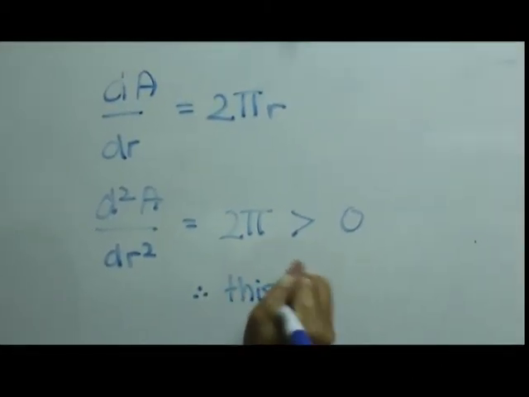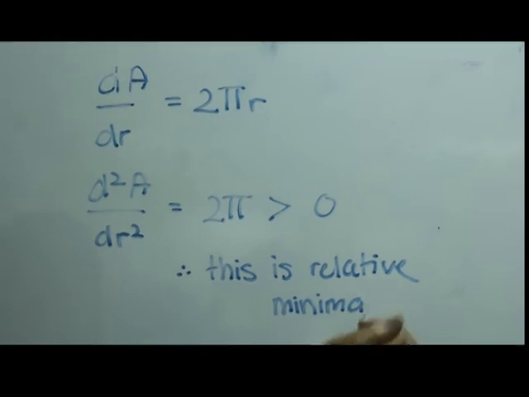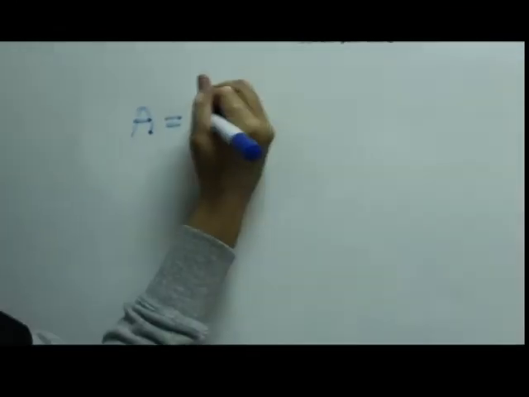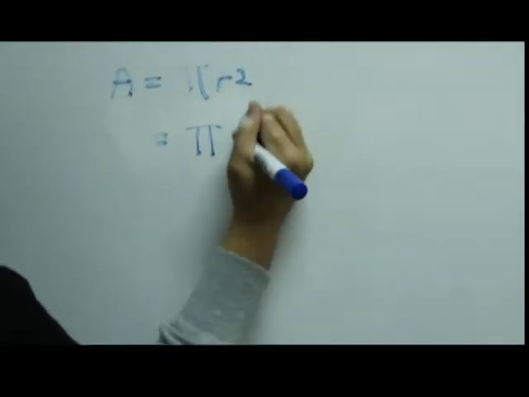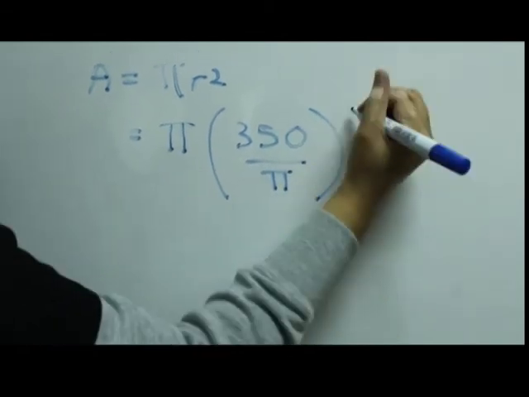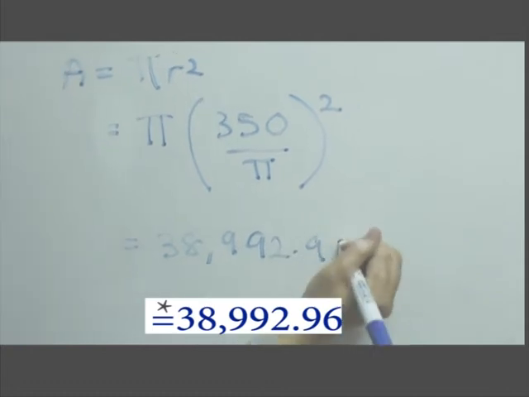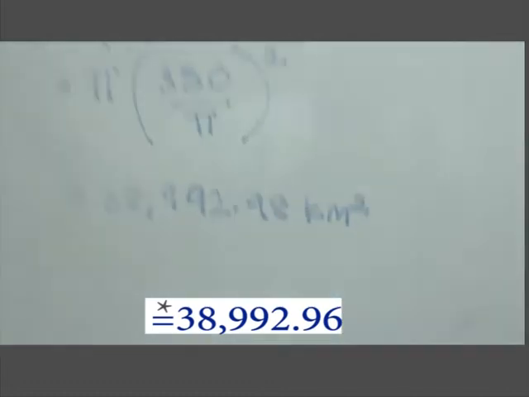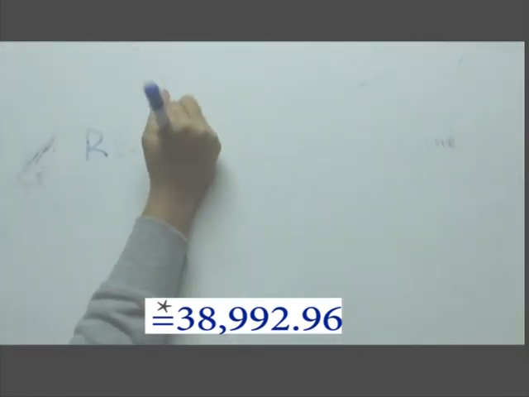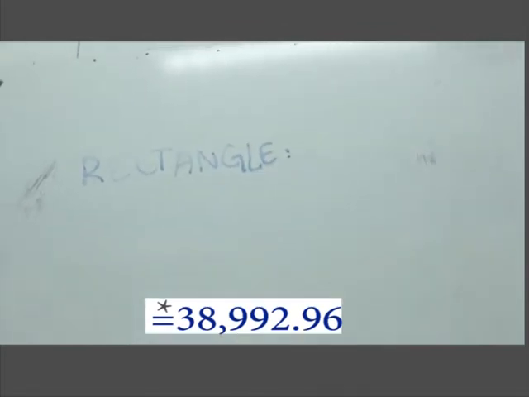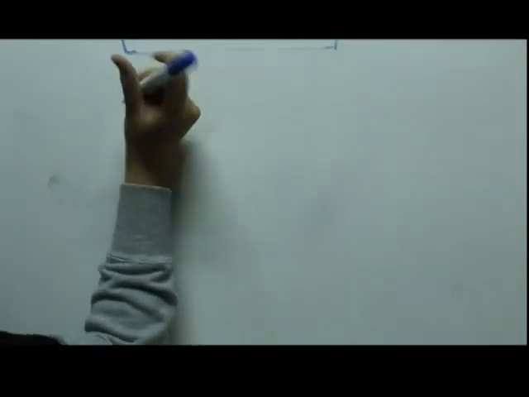After the first derivative, we find that dA over dr is 2 pi r, and after the second derivative, we find that it is 2 pi, which is greater than 0. Therefore, this is relative minima. And substitute the value of r that we found earlier, which is 350 over pi. So we found that the area is 38,992.96 kilometers squared. A rectangle has an area of xy and a perimeter of 2x plus 2y.